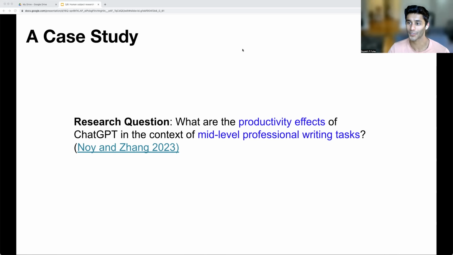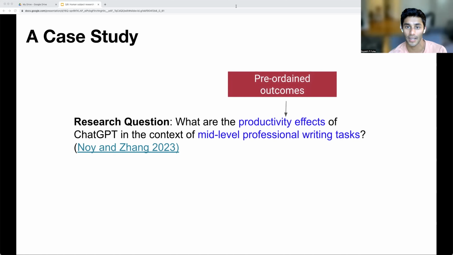Like all good research, they start with a really strong and interesting research question. And what makes this a good research question? Well, the first is that they have what we call preordained outcome measures. So they've told us upfront what is the phenomenon that they're interested in measuring? In this case, the productivity effects of ChatGPT. Now, they haven't gotten specific about that yet, but we're going to talk about that later. And for a research question, this is a great place to start.